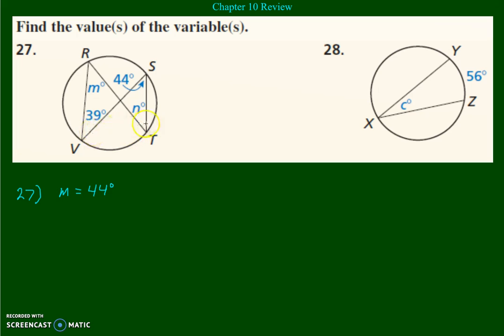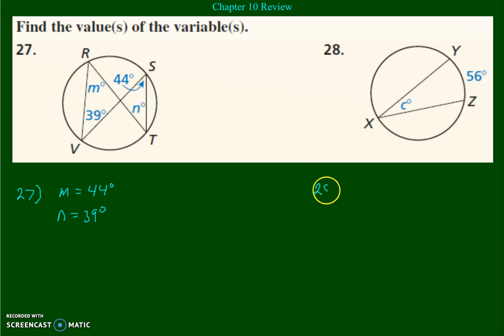Same thing is true with these two inscribed angles. Since this inscribed angle intercepts arc RS, and this inscribed angle intercepts the same arc, we know that N has to be the same as this angle, so N equals 39. So not too difficult after all.